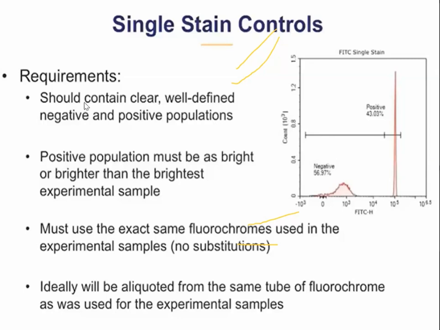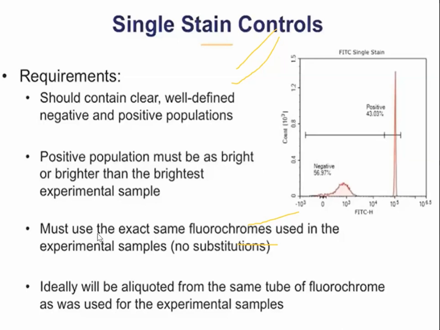So the requirement is there should be a clear, well-defined negative and positive population. The positive population must be as bright or brighter than the brightest experimental sample. For example, if you encounter some bright cells, say mast cells, mast cells are bright for CD117. So when you are using CD117, you should use such a population. You should not compensate with a dimmer population, because when that bright one comes, it can again have spillover problems.